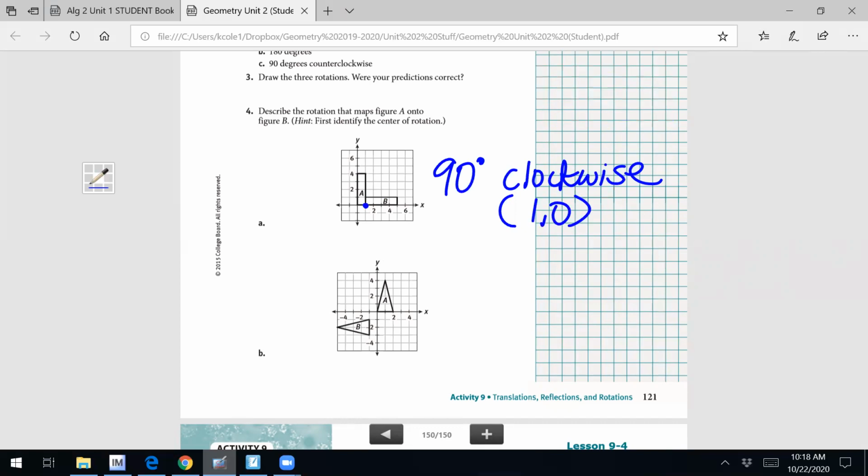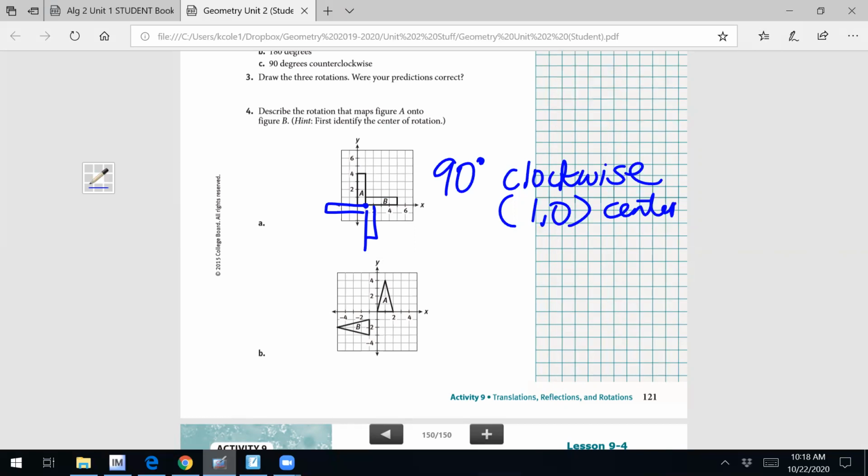So that 1, 0 is our point that stays the same. So it rotates here, and then it would rotate down. If it rotated down, it would be like this, and then over here would be like this. So they all share that one little point right there at 1, 0. So that is the center. You see that?